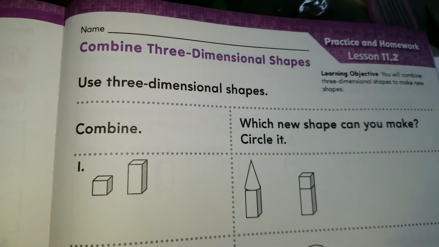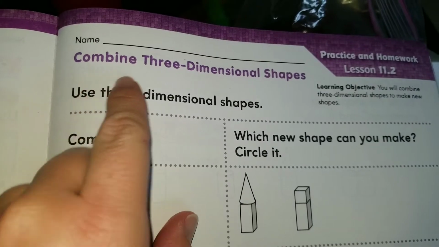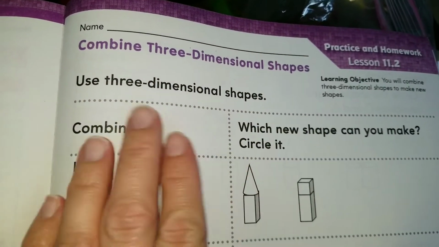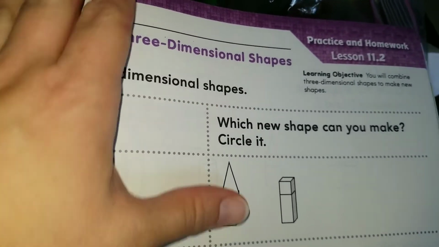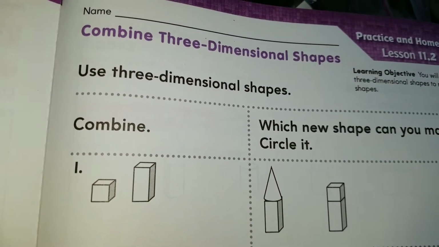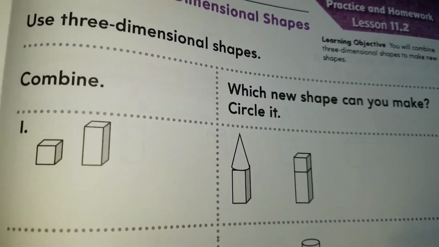So let's take a look at the homework. Let's see what we have to do here. It says combine 3-dimensional shapes. That's the same thing that we've been doing before. Use 3-dimensional shapes. So it's okay if you don't have these wood shapes at home. You can look at the pictures.